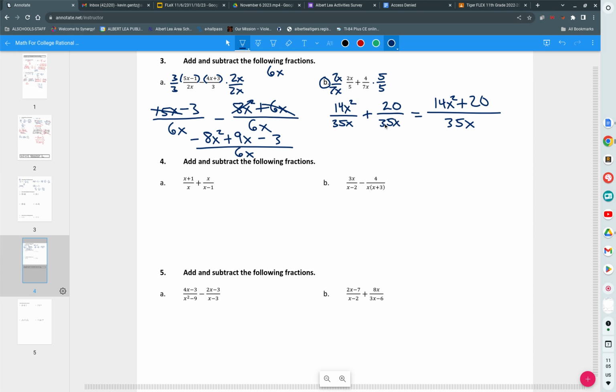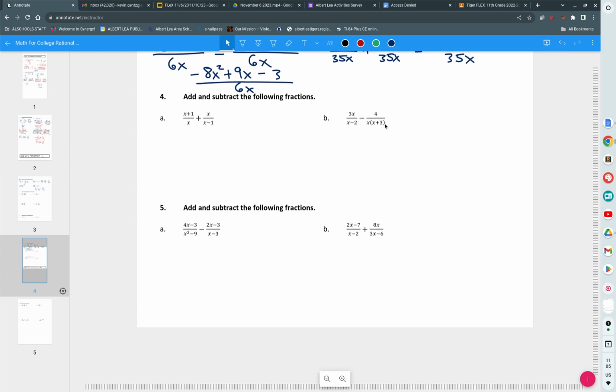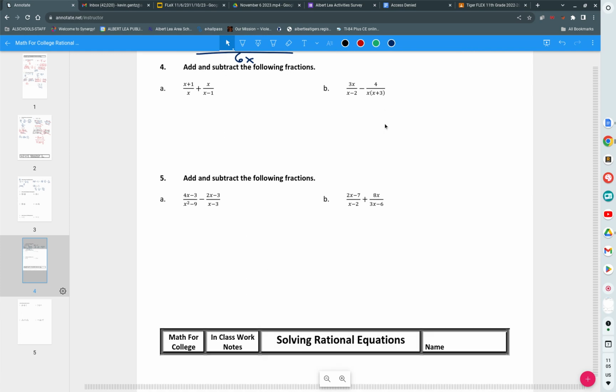Any questions how we came up with 14x squared plus 20? Okay, let's get slightly more challenging. We look at problem 4A. Right now, between you and your friend, try to decide what is the common denominator. Go talk. Take 15 seconds. Decide between you and the person next to you what's the common denominator.